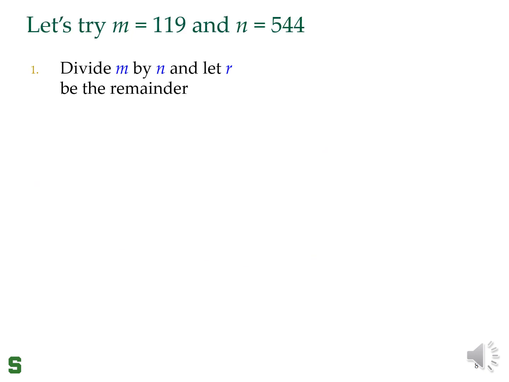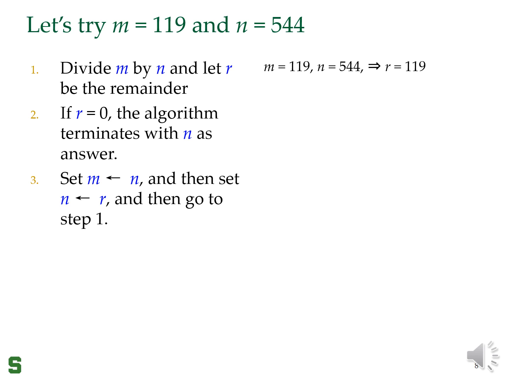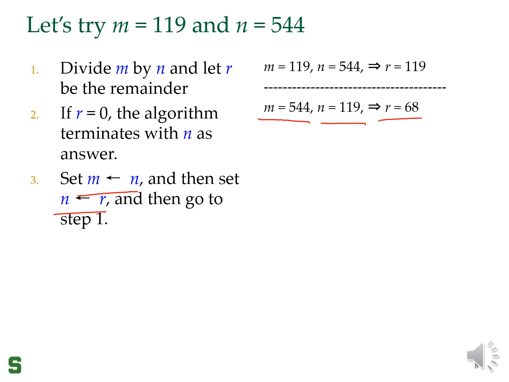So let's try with this example, 119 and 544. In the first iteration, m would be 119, n would be 544. When I divide, the remainder would be 119. So we go to the next step. Now, in the next step, we are going to set m equal to n, n equal to r. So that means m will become 544, n will become 119. So now in the next iteration, the remainder would be 68. This will require a little bit of math, but I can ask you to check that.